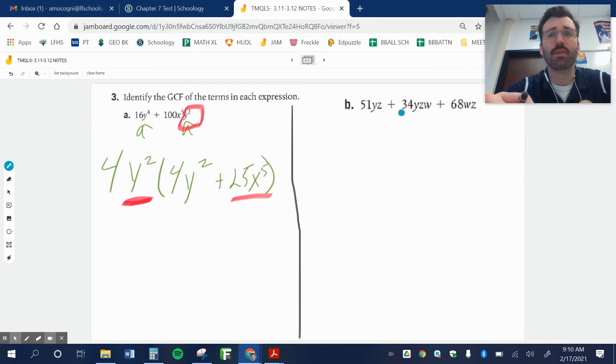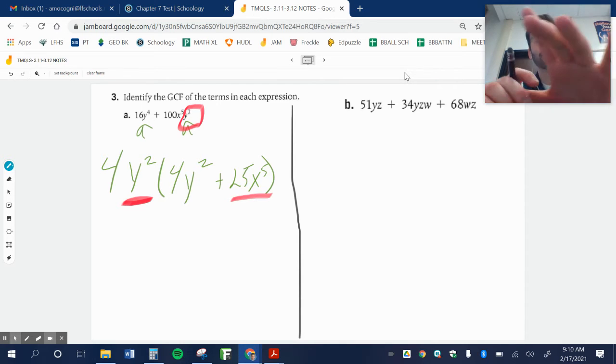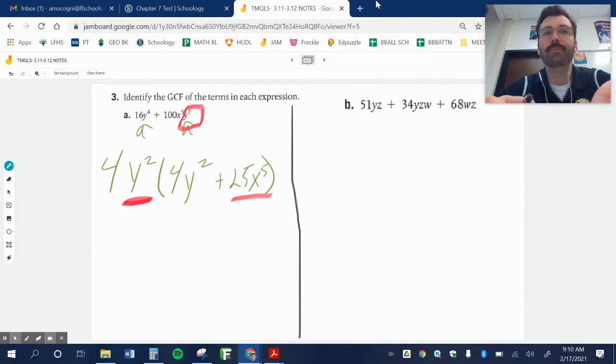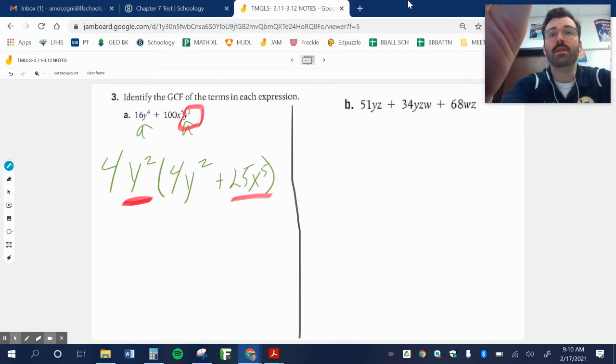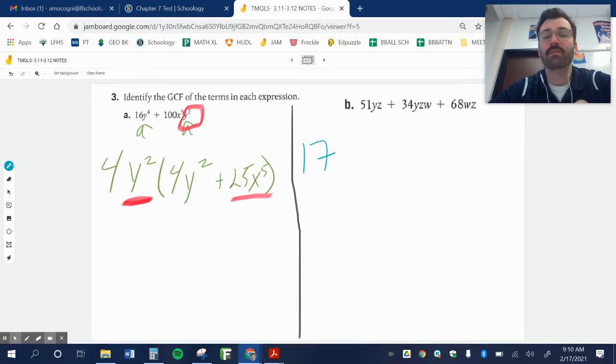Does 3 go into 34? No. Does 4 go into 34? No. 5 definitely doesn't, so 6 doesn't as well. If 3 and 2 don't, then 6 won't either. From there, if I know that 17 goes into 34, I want to see if 17 goes into 51 and if 17 goes into 68. And it does, so I know that 17 is part of that GCF.